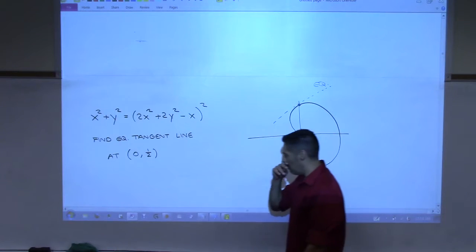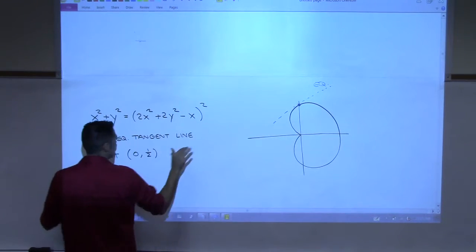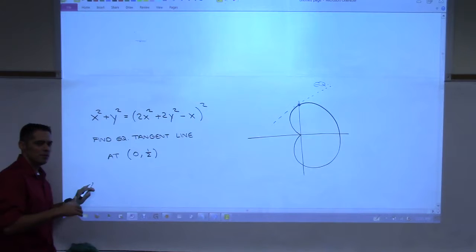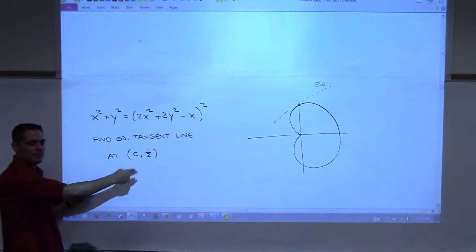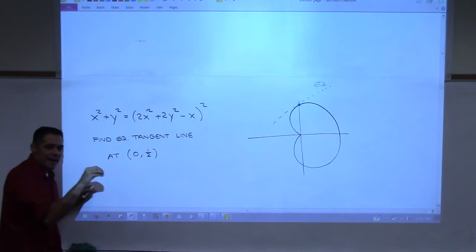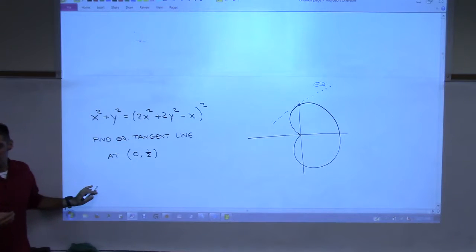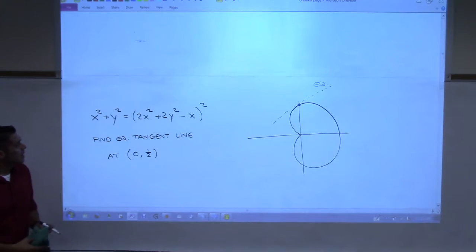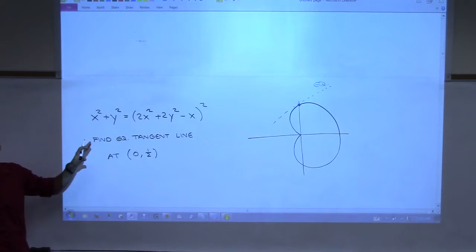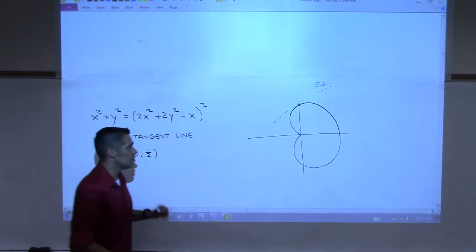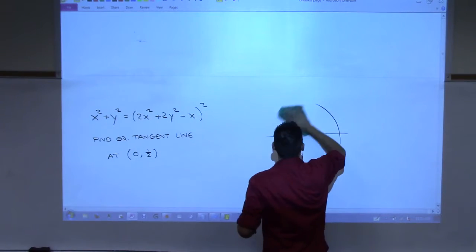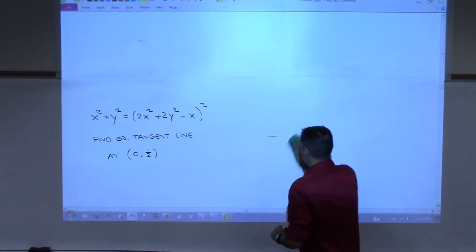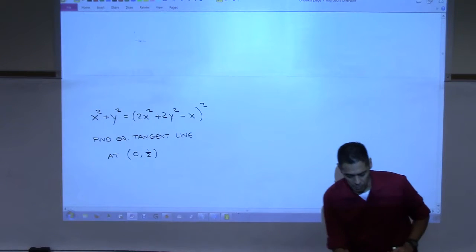We have found equations of tangent lines before. It requires that we use that formula y minus y1 equals m times (x minus x1). The m is the derivative, right? So I need the derivative, and that's what we're going to do. But I cannot solve this for y. But that's okay, because last class we learned how to differentiate things without having to actually solve for the variable.